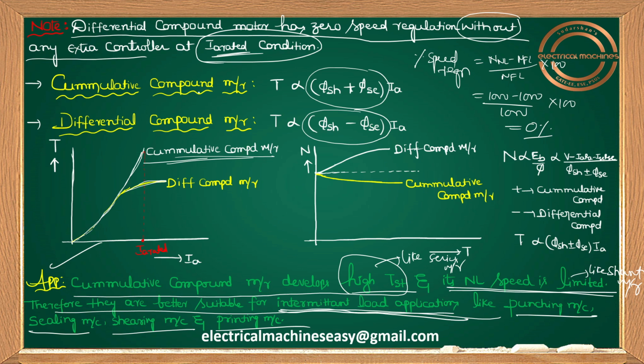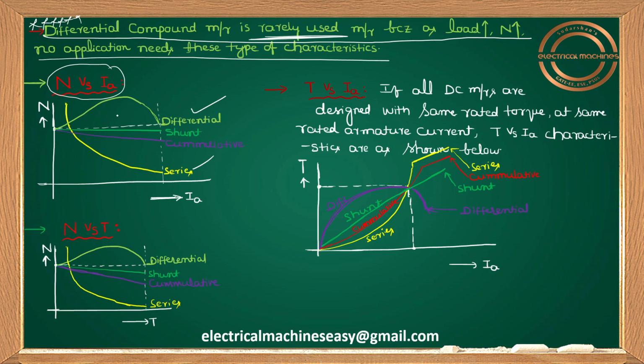So for the differential compound motor, as load increases, the speed is increasing. One side is coming back to the same speed. No load speed and full load speed are the same here. And for shunt, I told you as load increases, your N is reducing. It is having a drooping characteristic.